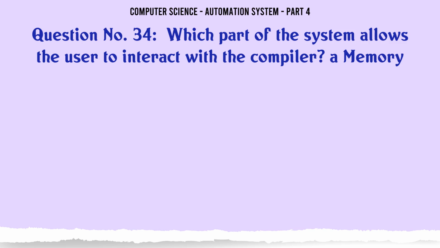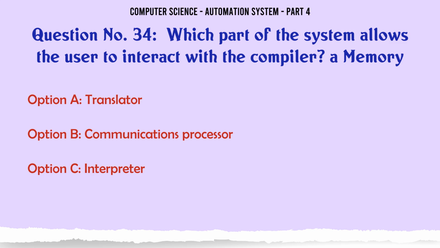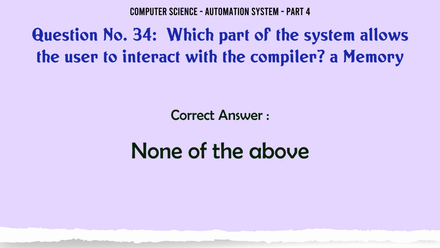Which part of the system allows the user to interact with the compiler? A. Translator. B. Communications processor. C. Interpreter. D. None of the above. The correct answer is none of the above.